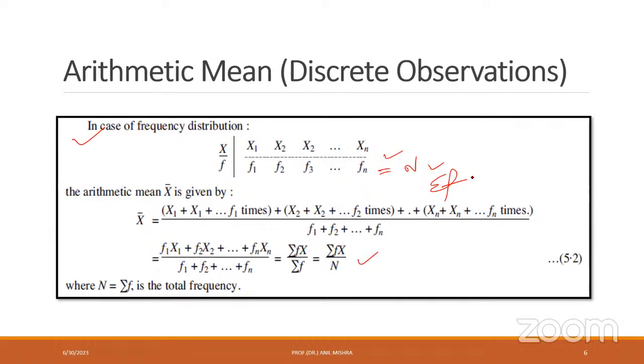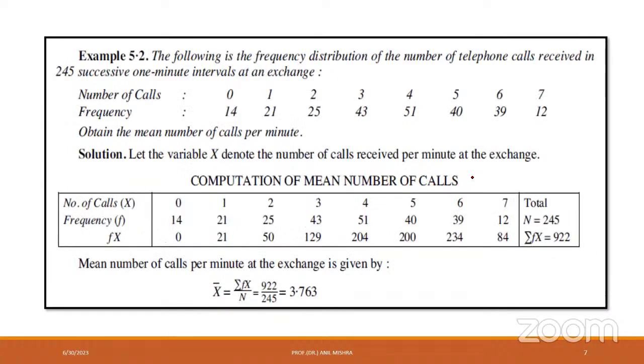Let's cite one example of it. It is given to you, let's say, the following frequency distribution of the number of telephone calls received in 254 successive 1-minute intervals at an exchange. In the first line, we take into account the number of calls and the frequencies. If you take 0 calls 14 times, 1 call 21 times, and 2 calls 25 times, and so on. Obtain the mean number of calls per minute.